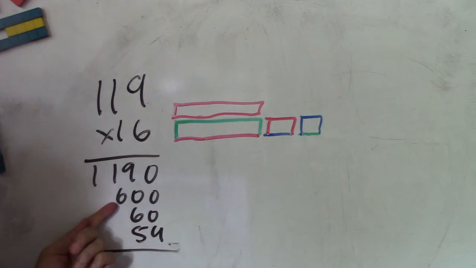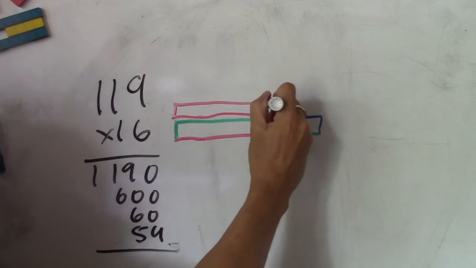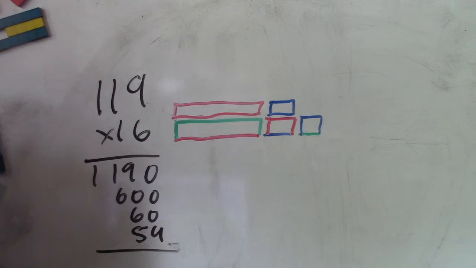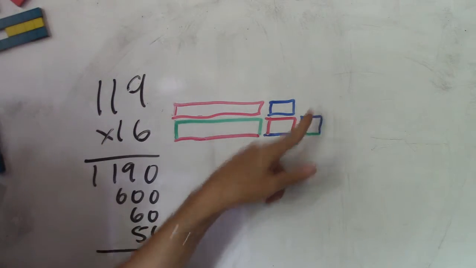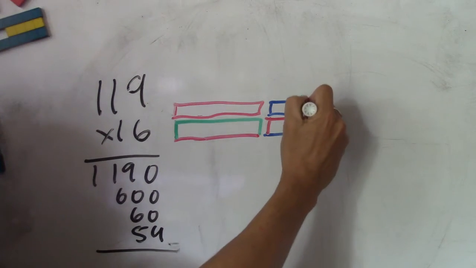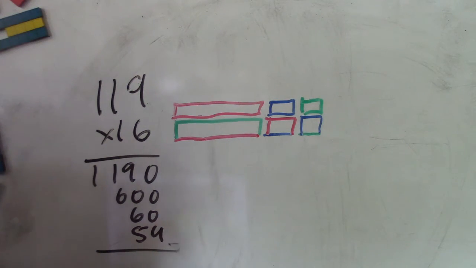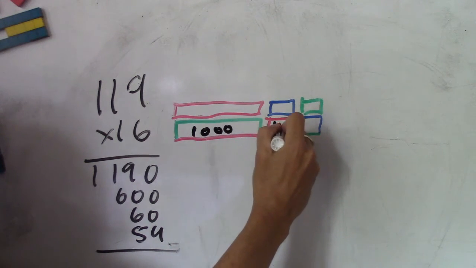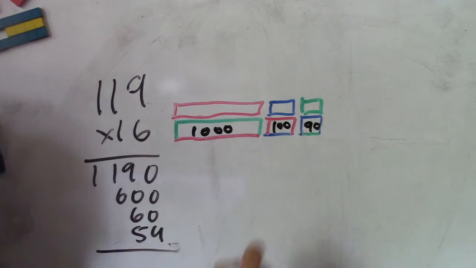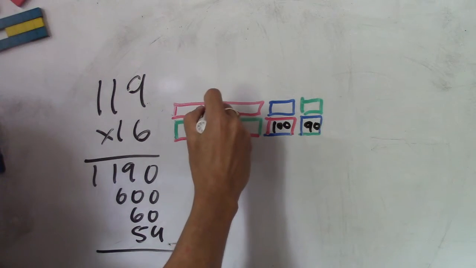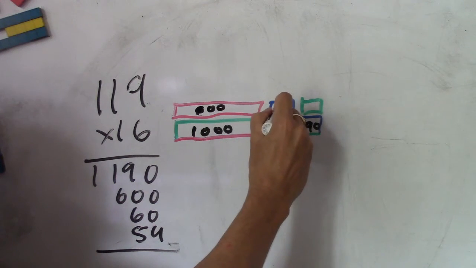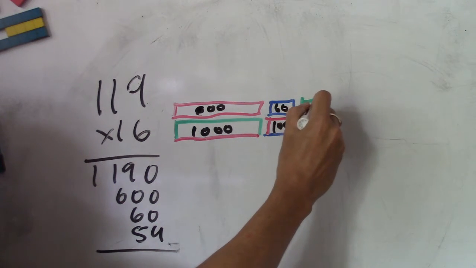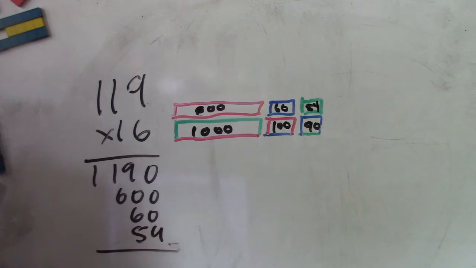What is that? That's 600. That's this right here. Now what? 60. Bam, right here. And then 6 times 9 in the corner right there is 54. And I'm going to take a second with my black pen and label everything. So here's my 1,190. Here's my 660 and 54.